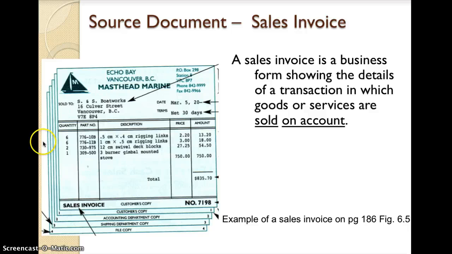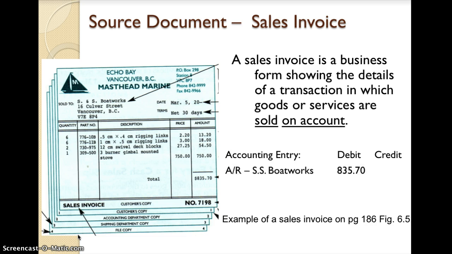sold on account. As we can see in this example, we've got the name of the company to be charged, the letterhead, a date. We have how many days until the payment is due, or if there's a discount. As well, we have the details regarding the particular sale and the total sale. There are also many copies. For the accounting entry, we are going to debit accounts receivable and credit sales.